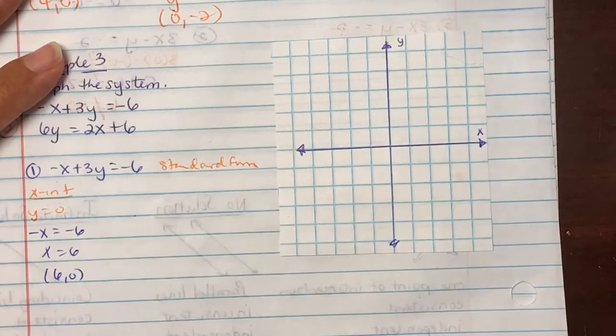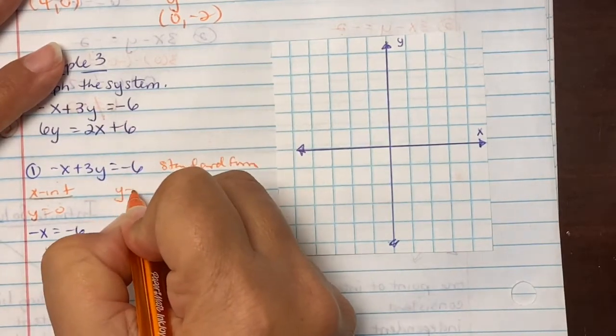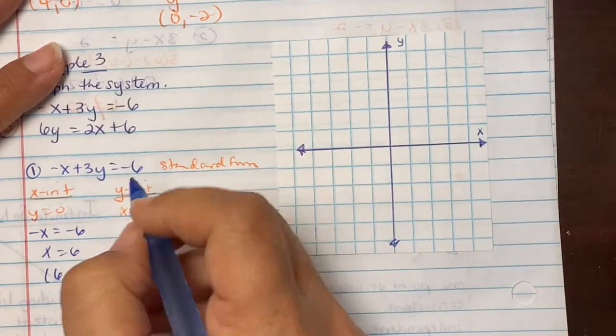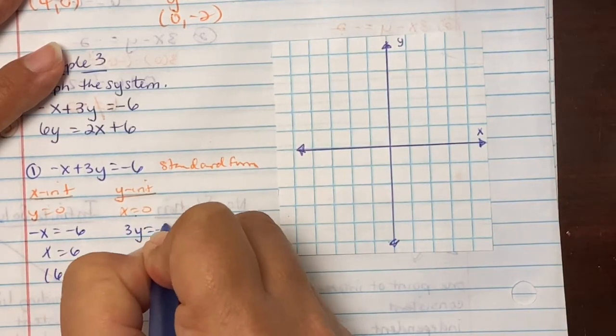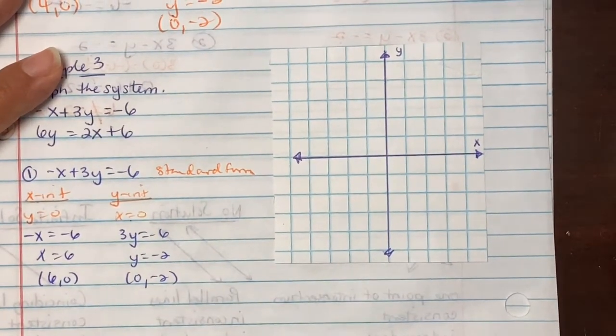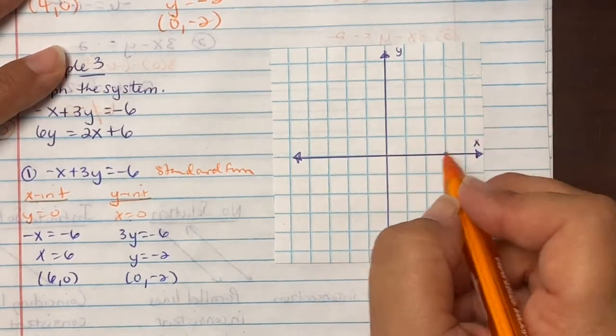Our y-intercept, x is equal to 0. So we end up with 3y equal to -6. So y equals -2, 0, -2. Again, you start by plotting 6, 0, and 0, -2. So we have 6, 0.